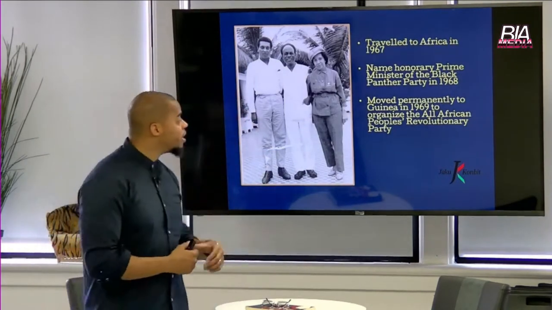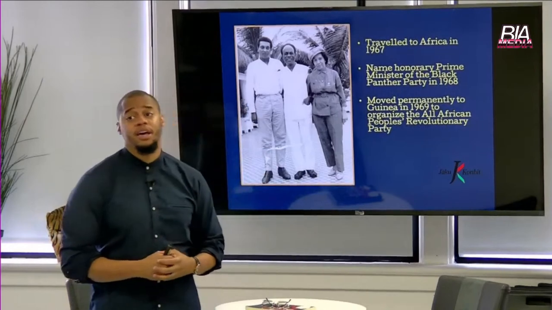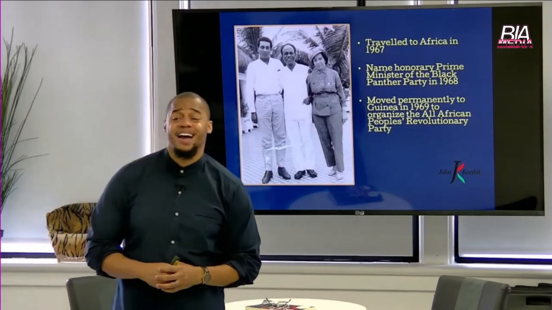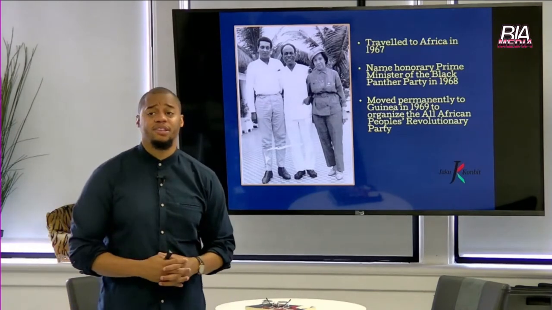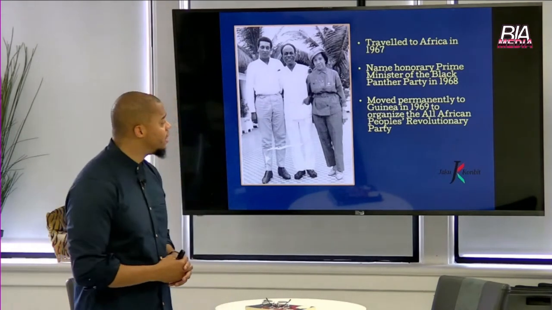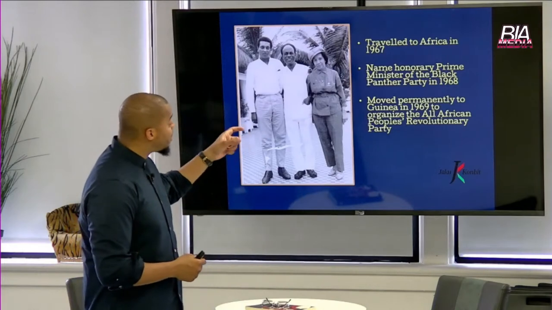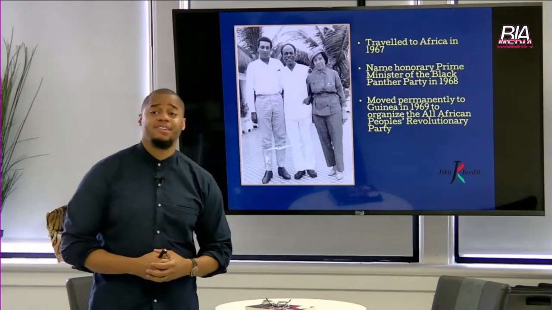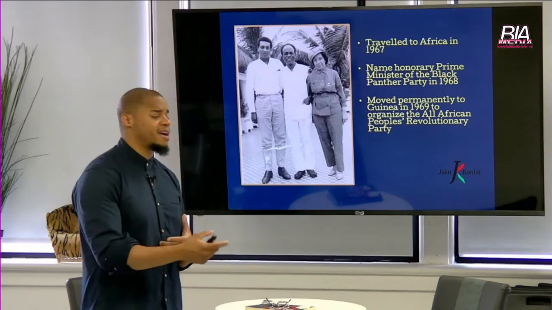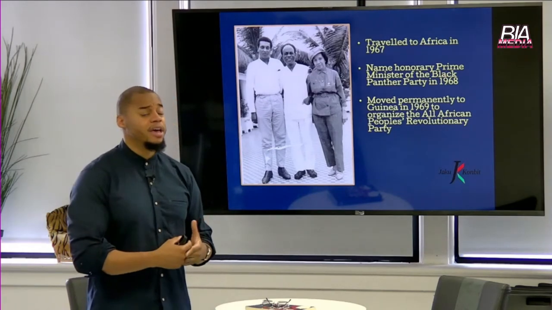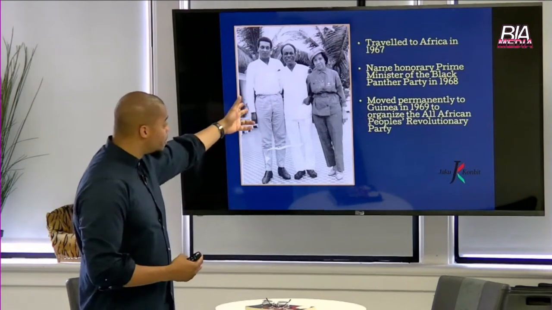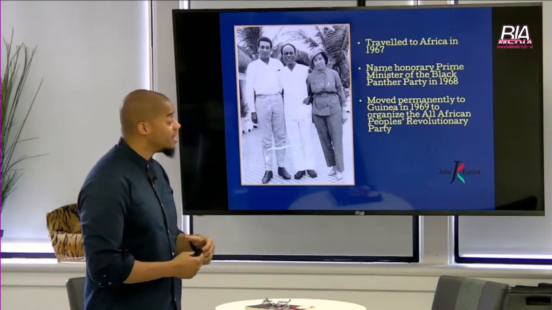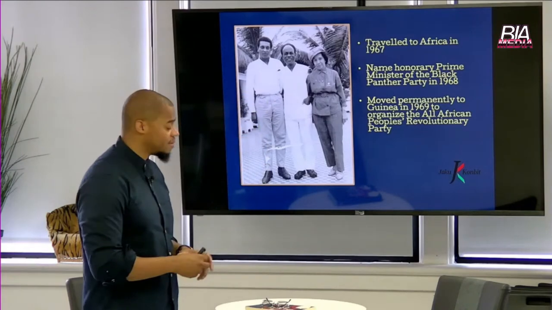He meets Kwame Nkrumah, who had just been deposed as president of Ghana by the CIA and the reactionary forces inside of Ghana, the armed forces. He becomes the prime minister of the Black Panther Party for Self-Defense in 1968, and he's going back and forth between Africa and the U.S., but eventually he becomes a secretary of Kwame Nkrumah, who's in exile. Well, not in exile. He's a co-president of Guinea, whole other story.